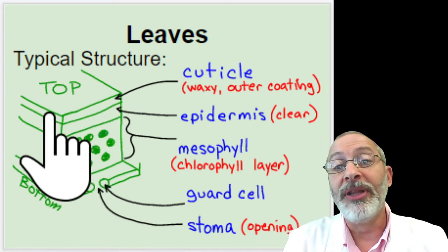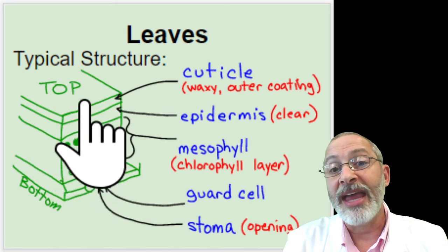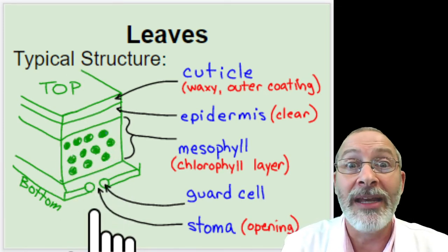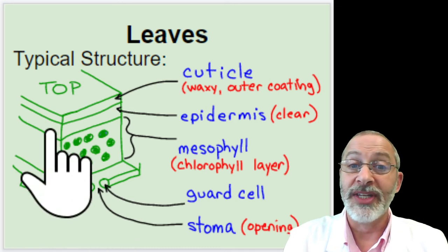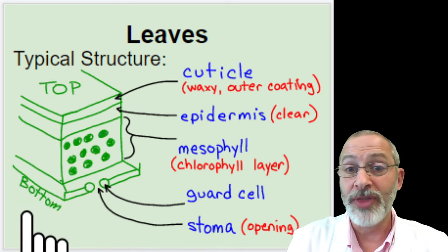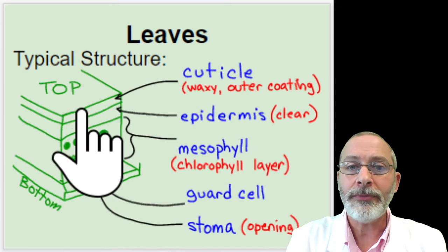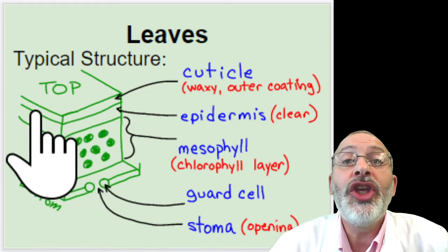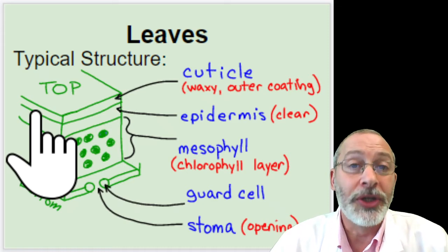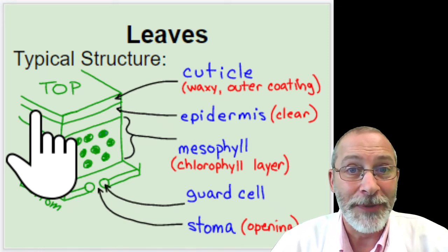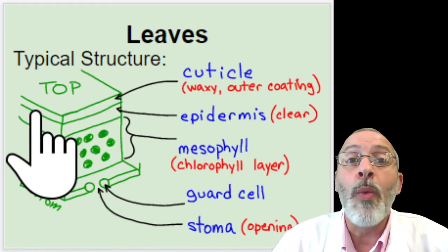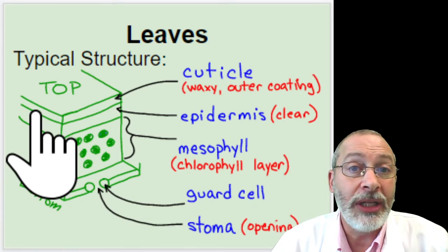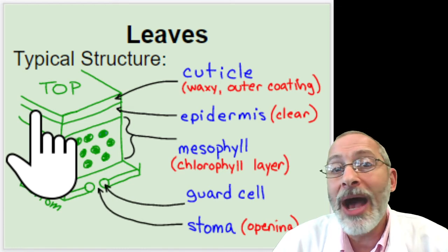Imagine this is a blade of grass, and I slice it in half, and we're looking at it under magnification. So there is a top and a bottom to that leaf. The top of a leaf is called the cuticle. The cuticle is very cute. No, the cuticle is a waxy outer coating. And it's also clear, by the way, but it's a waxy outer coating.